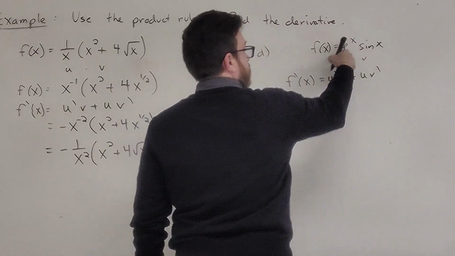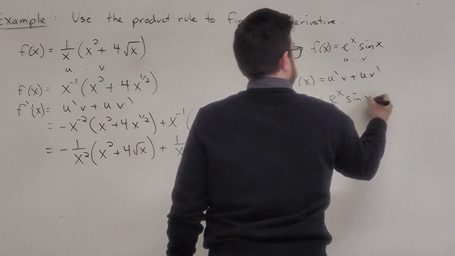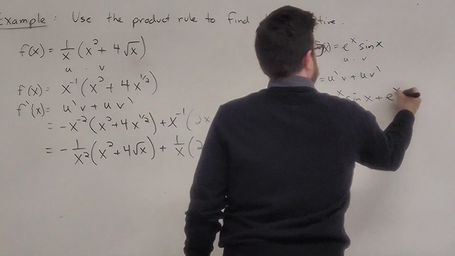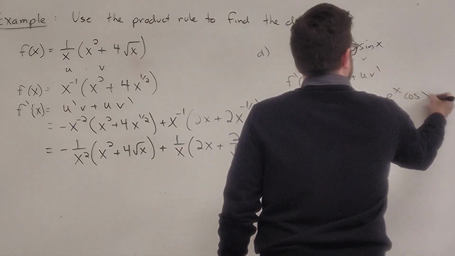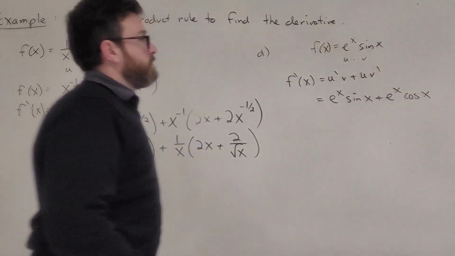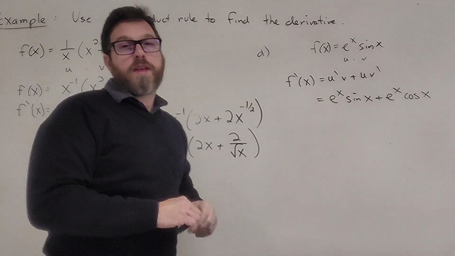So the derivative of e to the x is e to the x times the second, so sine of x, plus the first, which is going to be e to the x, times the derivative of the second, and we know the derivative of the sine of x is going to be equal to cosine of x. I know you can factor out an e to the x, but really this is the derivative of that product.